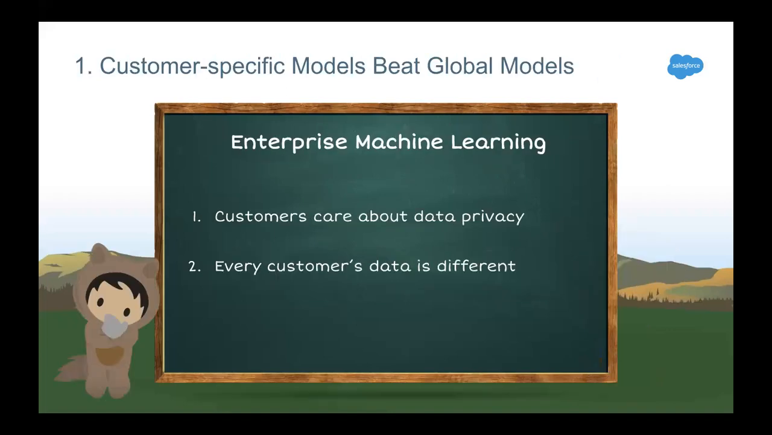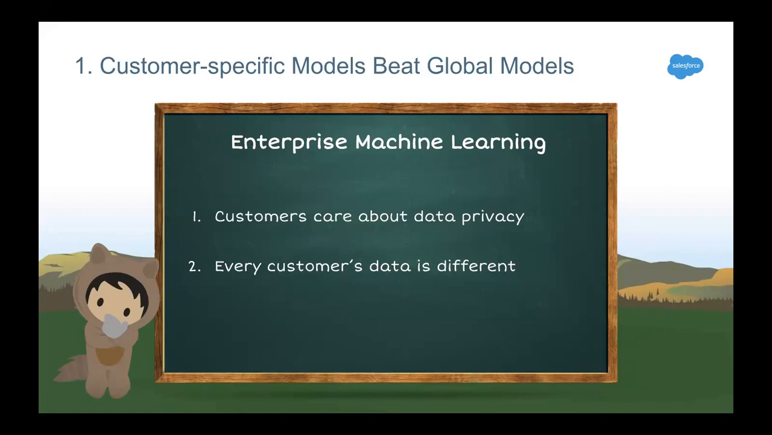Let me expand a little bit on those three. As I mentioned, customer-specific models usually win over global models. Another aspect is that our customers do care about privacy. They don't want their information or their prediction factors being shared with other, maybe competitive, companies.